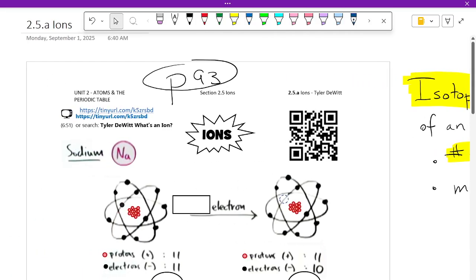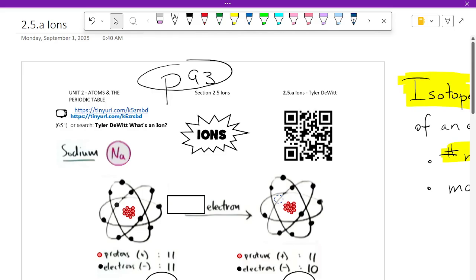What charge do electrons have? They are negative. So what happens to something if we put an extra electron on it? It becomes more negative. If we take away an electron, it becomes more positive. So that's the idea we have with ions today, and Tyler is going to take a look at this.